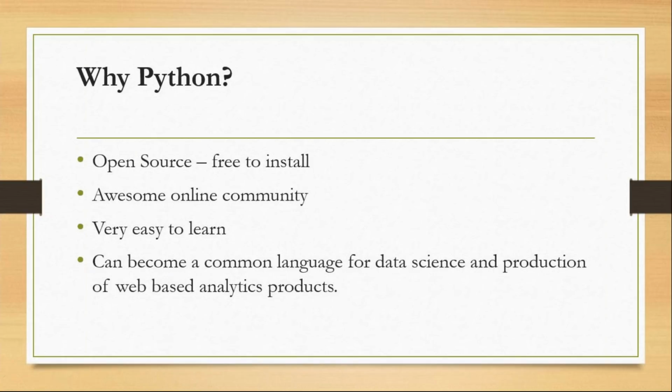So why do we need Python for data science? Because Python is open source software, you can install it anywhere, and it has an awesome online community. Compared to any other software, Python has a very good online community, so you can get information, very good sources online, and very good support. There are some websites that can help you install Python. You can Google it and identify those things, so you can get online community support.